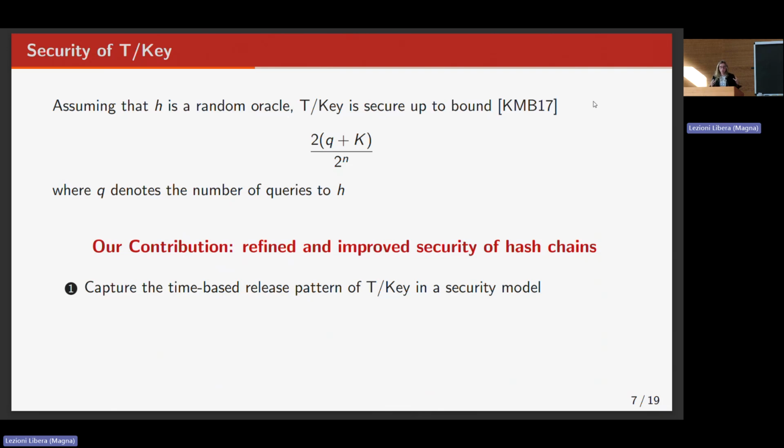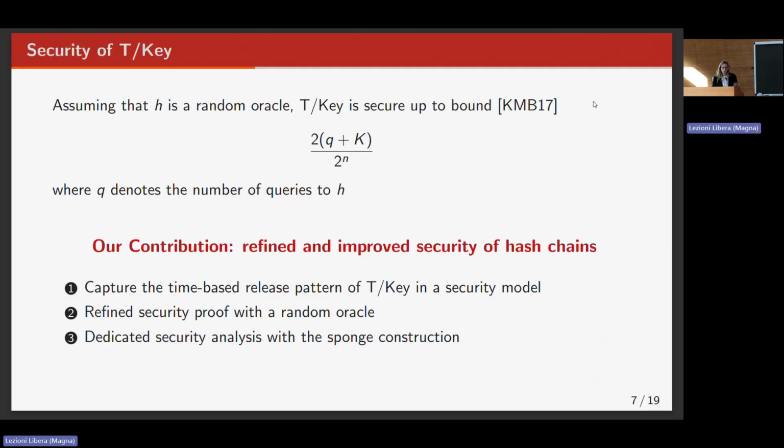But in a nutshell, we refine the security model with more fine-grained adversarial metrics. And then we redid the security proof in the new model, and we proved, therefore, a better bound that leverages the offline and online phases. And then we were interested to have a look at the security guarantees of Tiki if you instantiate the random oracle with a hash function construction. So first with a sponge construction based on a random permutation, and then a truncated permutation.